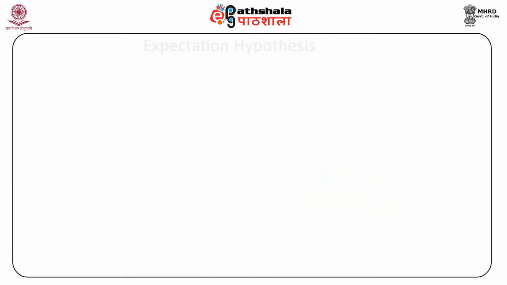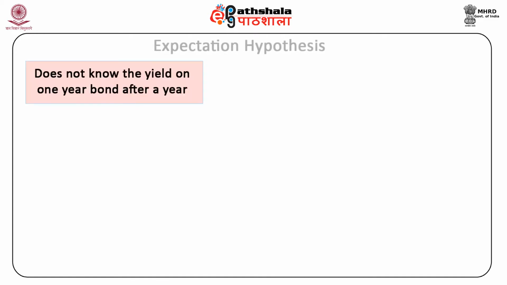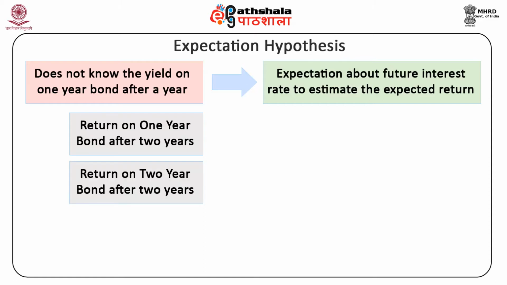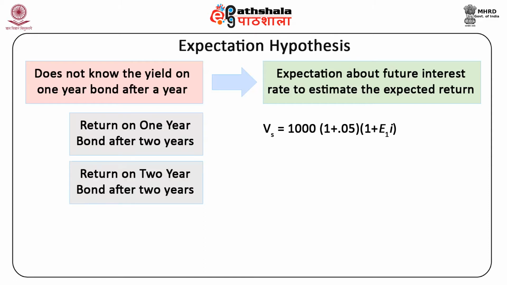The expectation hypothesis. Unfortunately, the investor does not know the yield on 1 year bond after a year. He relies on his expectation about future interest rate to estimate the expected return of buying a series of 1 year bonds in 2 years. That is, Vs is equal to 1000 into (1 plus 0.05) into (1 plus E1I). Instead, if the investor invests in 2 year bond, the return after 2 years would be VL equal to 1000 into (1 plus I2) whole square.